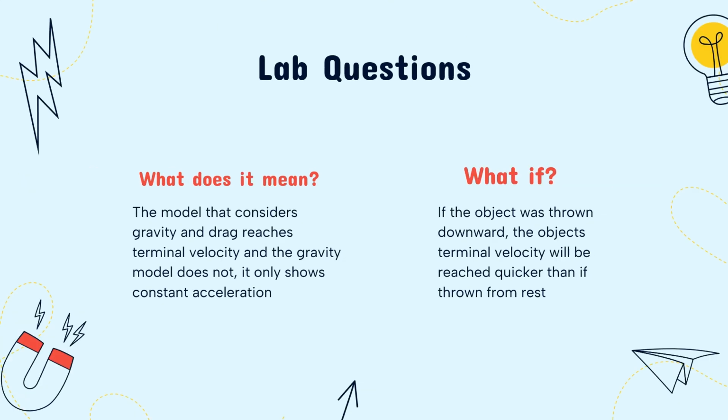So some lab questions. What does it mean? The model that considers gravity and drag reaches terminal velocity, and the gravity model does not. It only shows constant acceleration. What if the object was thrown downward? The object's terminal velocity will be reached quicker than if thrown from rest.